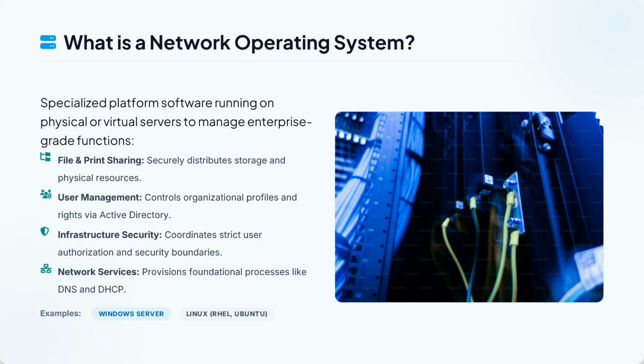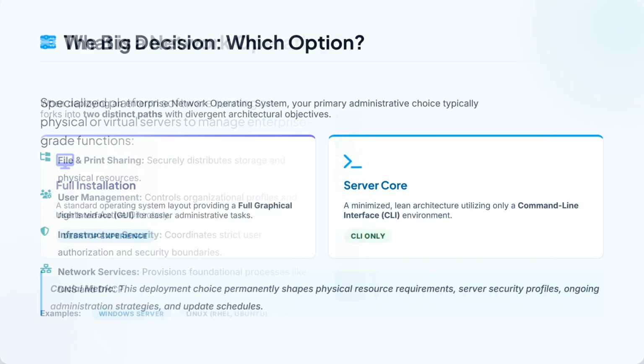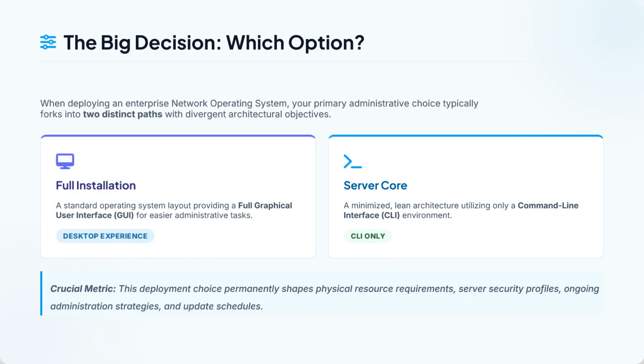Additionally, it runs critical network services like DNS, which resolves domain names to IP addresses, and DHCP, which automatically assigns IP addresses to devices. Some common examples of network operating systems you might encounter are Microsoft Windows Server, various Linux distributions like Ubuntu Server or Red Hat Enterprise Linux, and older legacy systems like Novell NetWare.